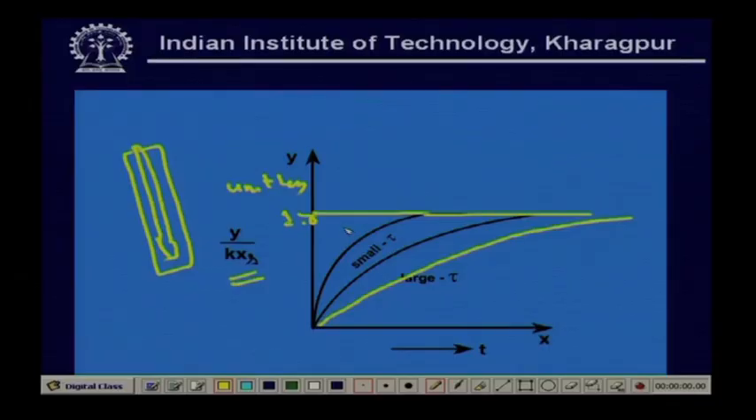Later on we will see that we have various types of thermometers: thermocouple, thermistor, and RTD. You will find that in the case of RTD, because of its huge size, the time constant of the system is very large compared to the thermocouple or thermistor. So the time constant controls how quickly your output will reach the input. In this case the tau increases, that means your time constant increases.